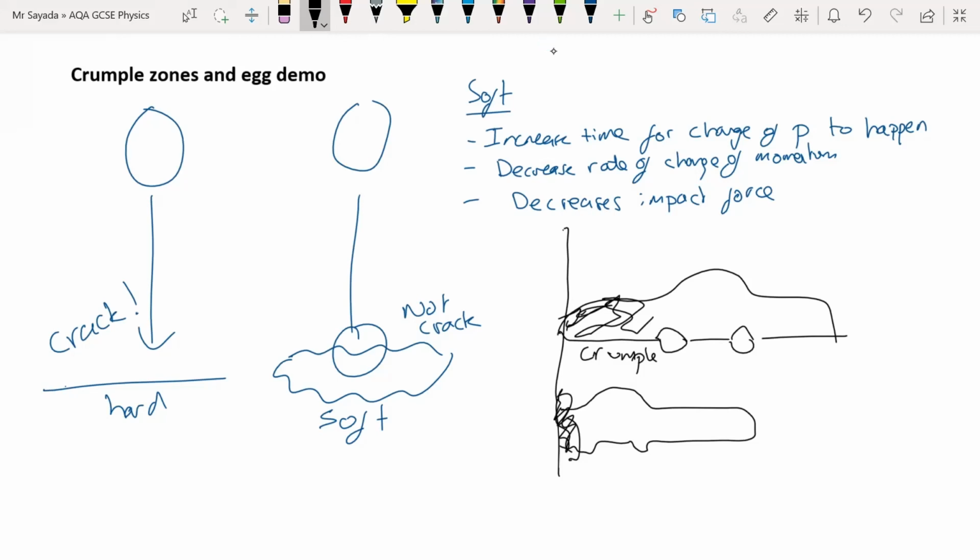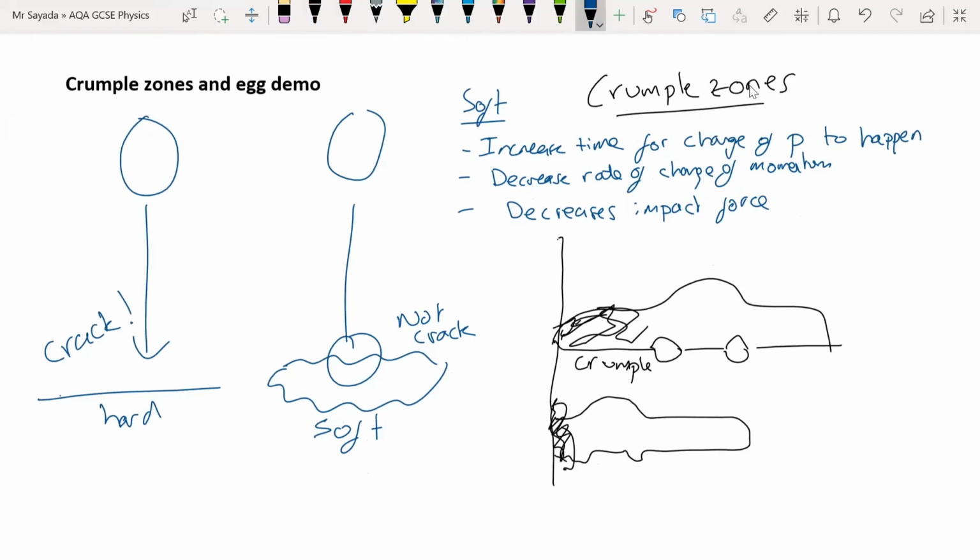So crumple zones work exactly the same as soft surfaces. What a crumple zone does at the front of a car is, when the car crashes, the front of the car crumples and just collapses. That increases the time for the change of momentum to happen. That decreases the rate of change of momentum. That decreases the impact force, reducing the chance of injury and death to the people inside the car. Really, really brilliant engineering. You destroy the car, but you protect the people inside.